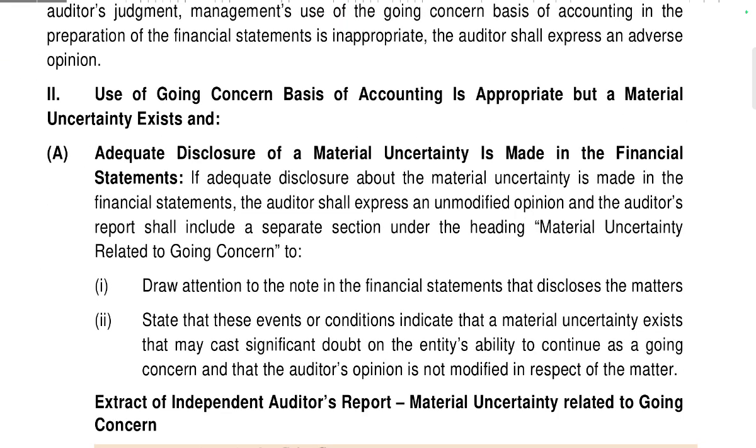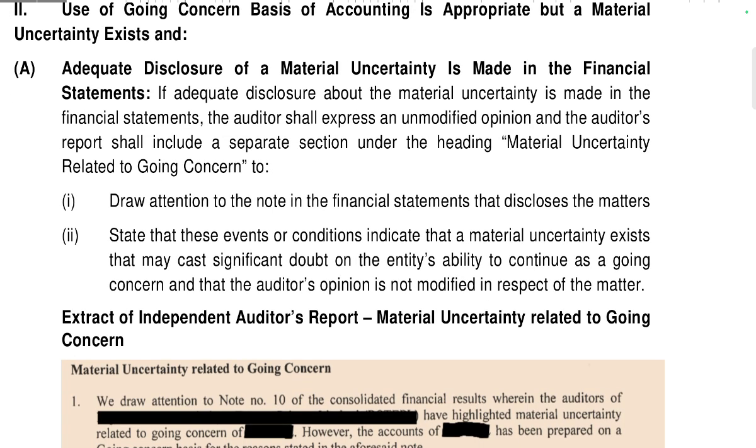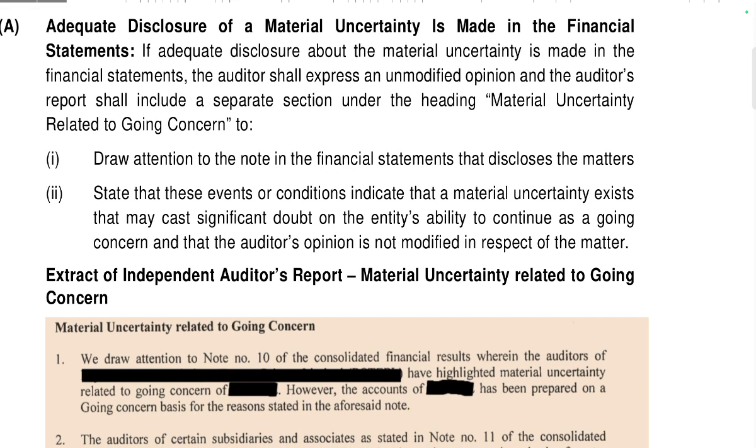Use of going concern basis of accounting is appropriate, but a material uncertainty exists. Adequate disclosure of the material uncertainty is made in the financial statements. If adequate disclosure about the material uncertainty is made in the financial statements, the auditor shall express an unmodified opinion. The auditor's report shall include a separate section regarding the material uncertainty related to going concern, to draw attention to the note in the financial statements that discloses the matter.